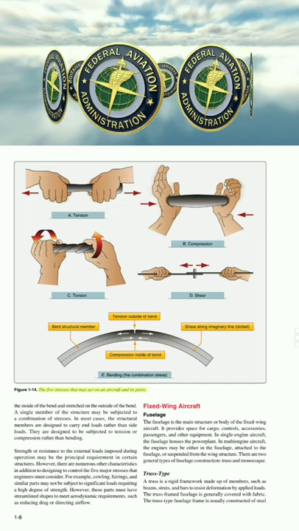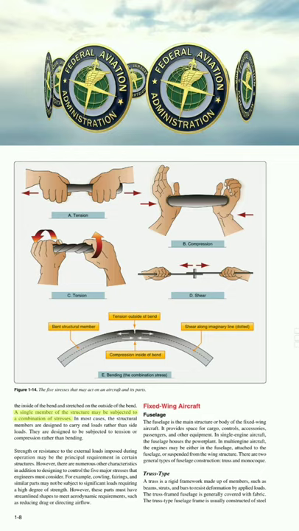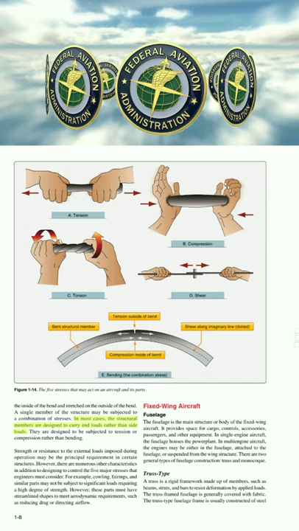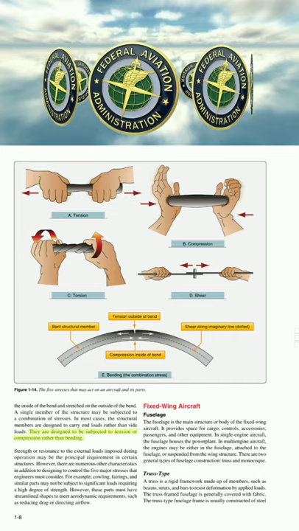The inside of the bend and stretched on the outside of the bend. A single member of the structure may be subjected to a combination of stresses. In most cases, the structural members are designed to carry end loads rather than side loads. They are designed to be subjected to tension or compression rather than bending.